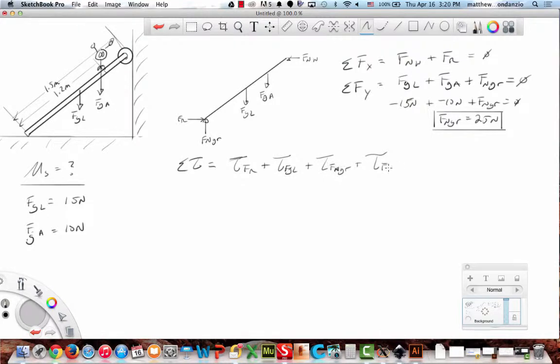What else do I have? FGA. Right? I have FGL already. Plus, what's my last one? Torque due to F and W. Right? 1, 2, 3, 4, 5 forces. 1, 2, 3, 4, 5 torques. Follow me? And those add up to 0 because it's not moving.